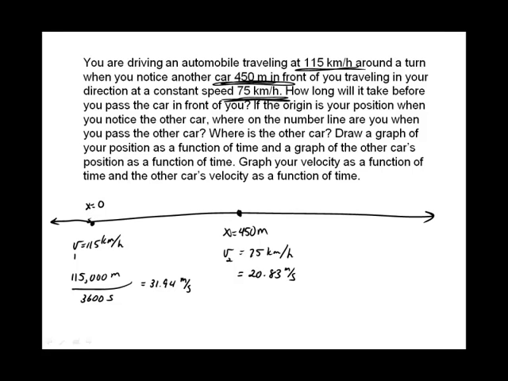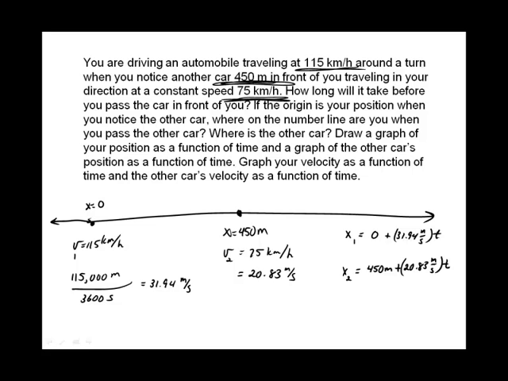Okay, so I can define my position, x1, equal to, and I started at the origin, so 0 plus 31.94 meters per second times t. And the other car, I'll call that x2, that's equal to 450 meters plus 20.83 meters per second times t.